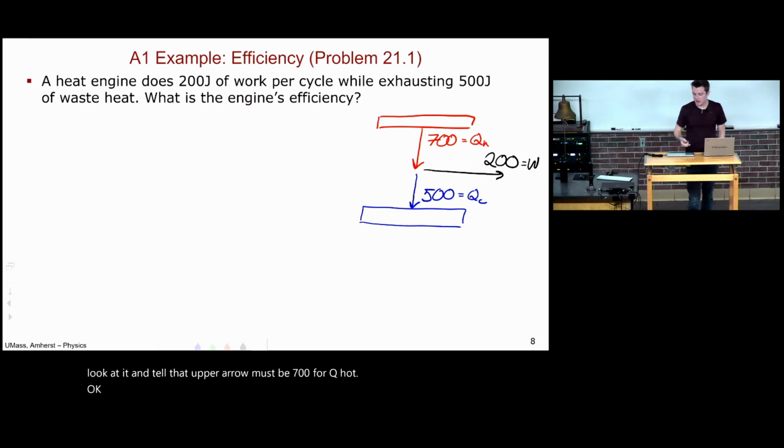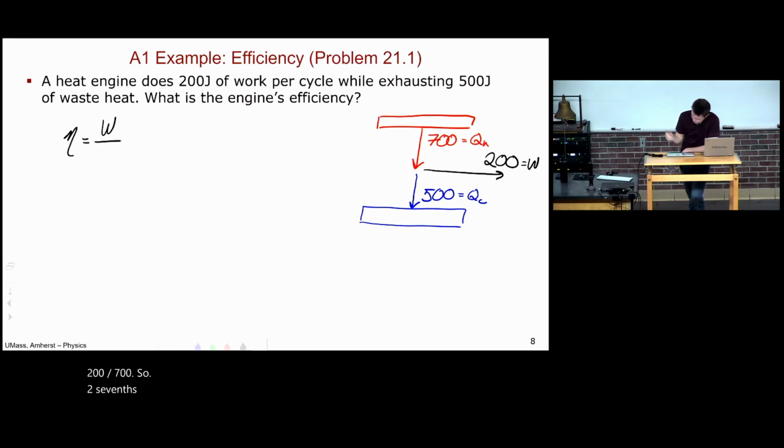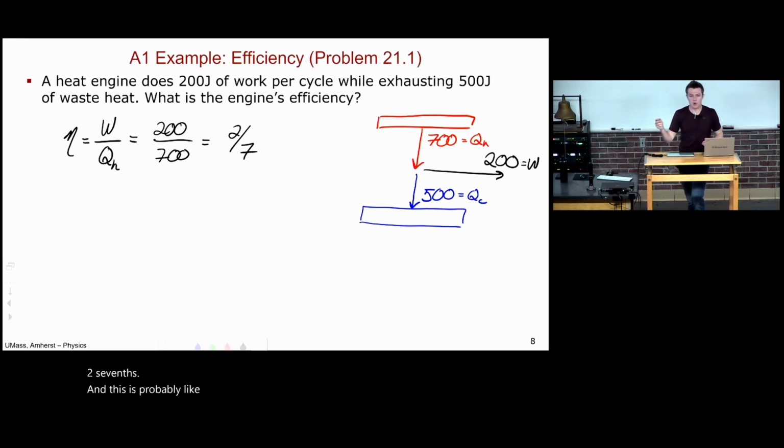Okay, you can use any of the equations. You can do work divided by Q hot, the easy one. If you wanted to, you could do 1 minus Q cold over Q hot. Either way, you get 200 divided by 700, so 2/7. And this is probably like 0.29 or something. I don't know if it's exactly 0.29. It might be like 0.28 or something.